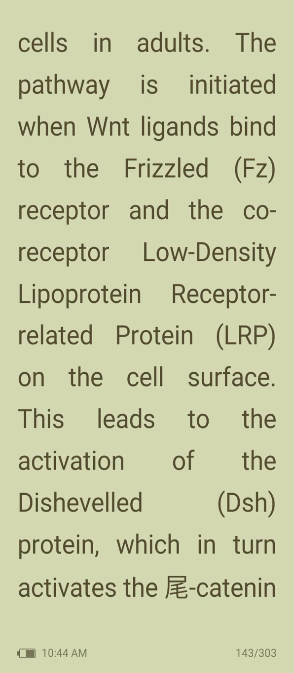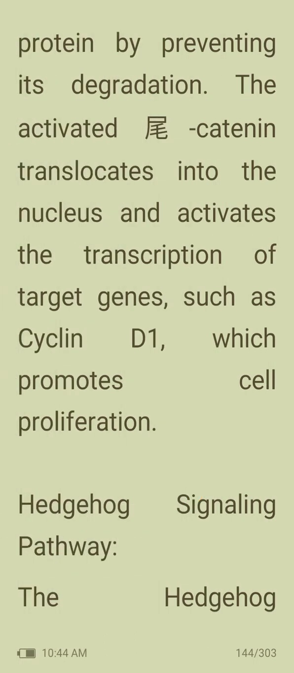The pathway is initiated when WNT ligands bind to the frizzled receptor and co-receptor low density lipoprotein receptor related protein LRP on the cell surface. This leads to the activation of the dishevelled DSH protein, which in turn activates beta-catenin protein by preventing its degradation. The activated beta-catenin translocates into the nucleus and activates the transcription of target genes such as cyclin D1, which promotes cell proliferation.